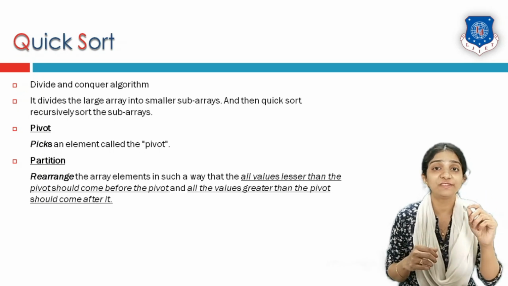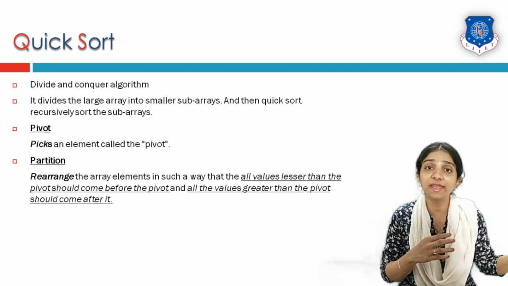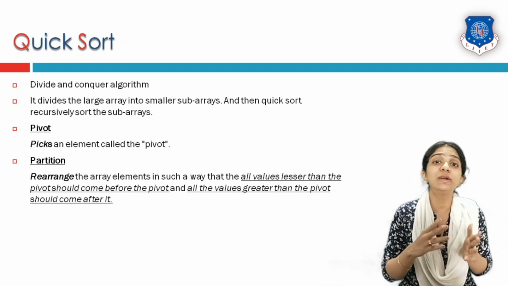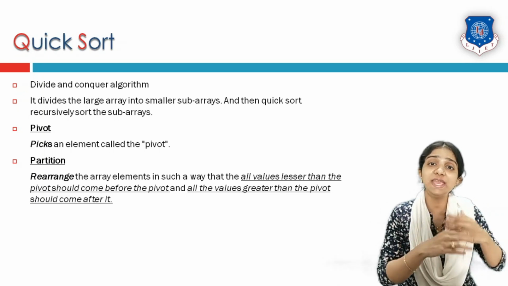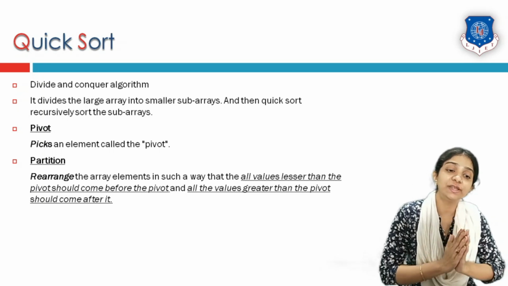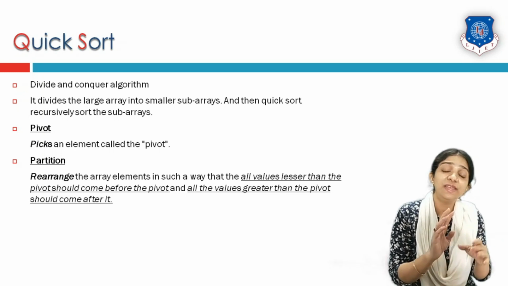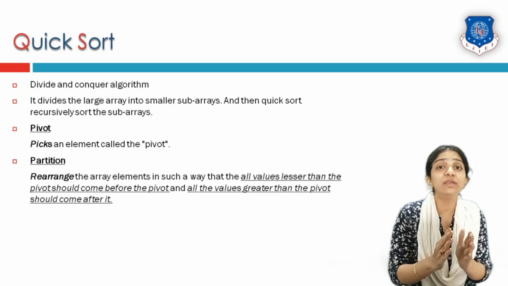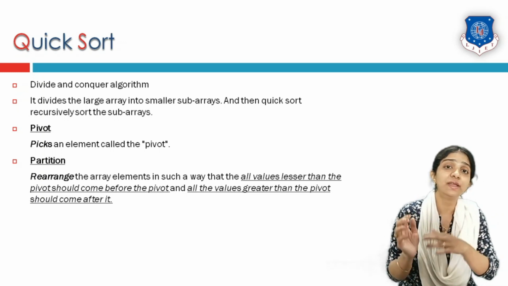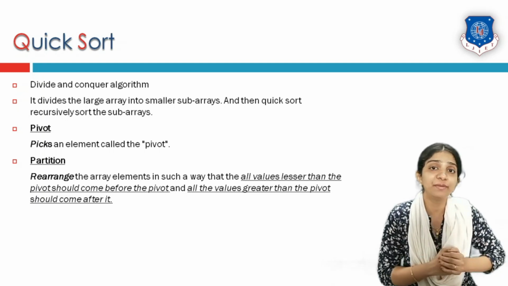The pivot element is placed in its location. Then towards the left, whatever elements are there will be lesser than the pivot element, and the partition towards the right will have all the elements which are greater than the pivot element. So this way we generate a partition which rearranges the array elements in such a way that all values lesser than the pivot come before the pivot element, and all values larger than the pivot come after the pivot element.